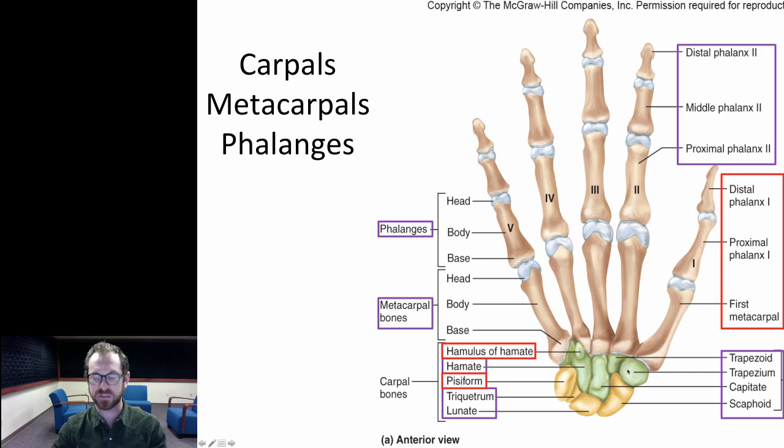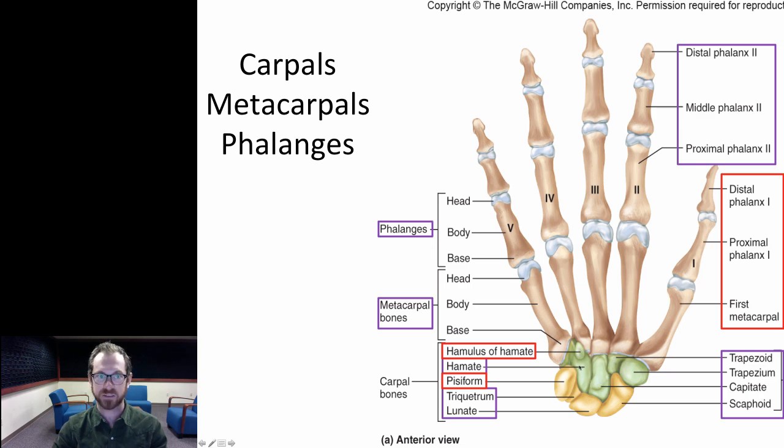And we've got trapezium, trapezoid. This is called your capitate, this big one in the middle. And then you've got your hamate right here. The mnemonic device, some lovers try positions that they can't handle, is pretty handy. So let's go over this again. Scaphoid, lunate, triquetrum, pisiform, trapezium, trapezoid, capitate, hamate.